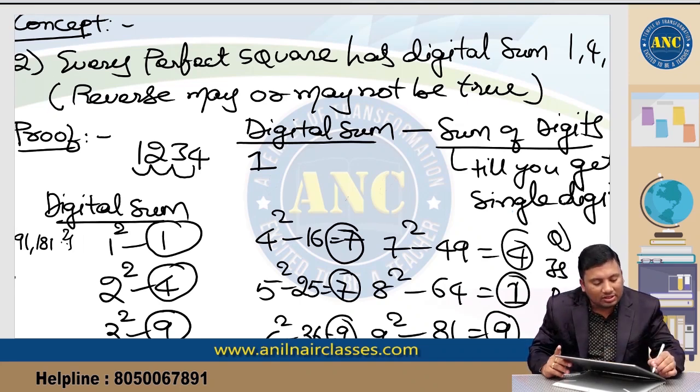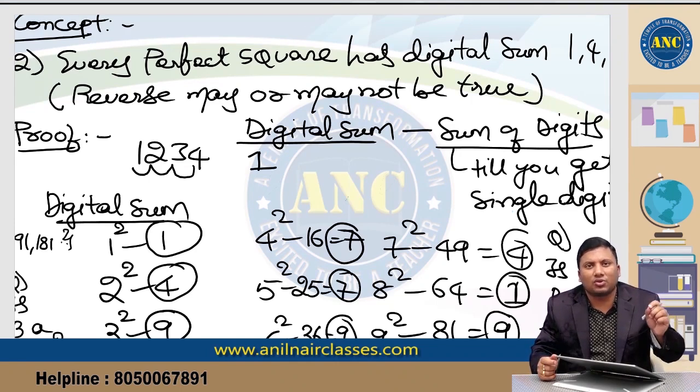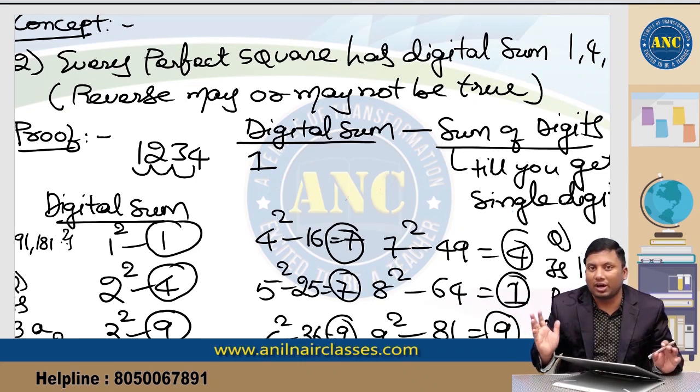I hope it is clear. Suppose, for example, is 13 a perfect square? 13, what is the digital sum? The digital sum of 13 is 4. But is 13 a perfect square? 13 is not a perfect square because 13 is ending with 3. If a number is a perfect square, it should never end with 2, 3, 7 or 8. Always remember, if a number is a perfect square, it will have digital sum 1, 4, 7 or 9. If a number has digital sum 1, 4, 7 or 9, it may or may not be a perfect square.